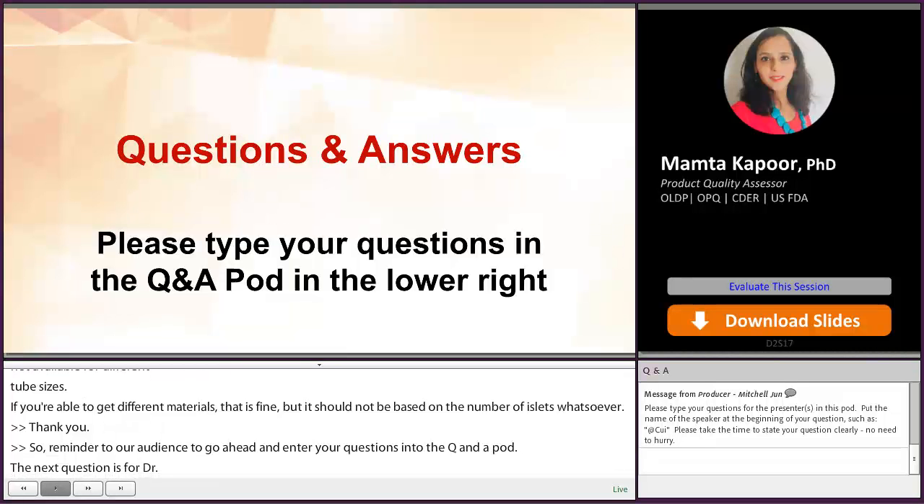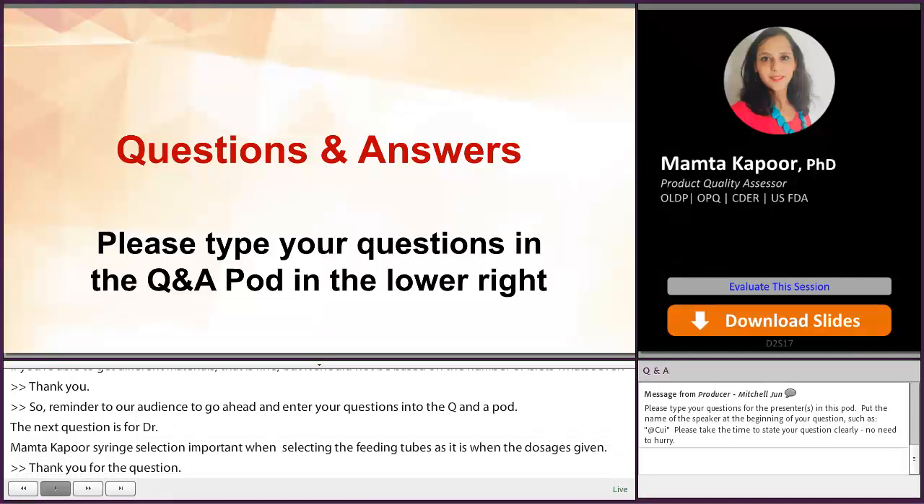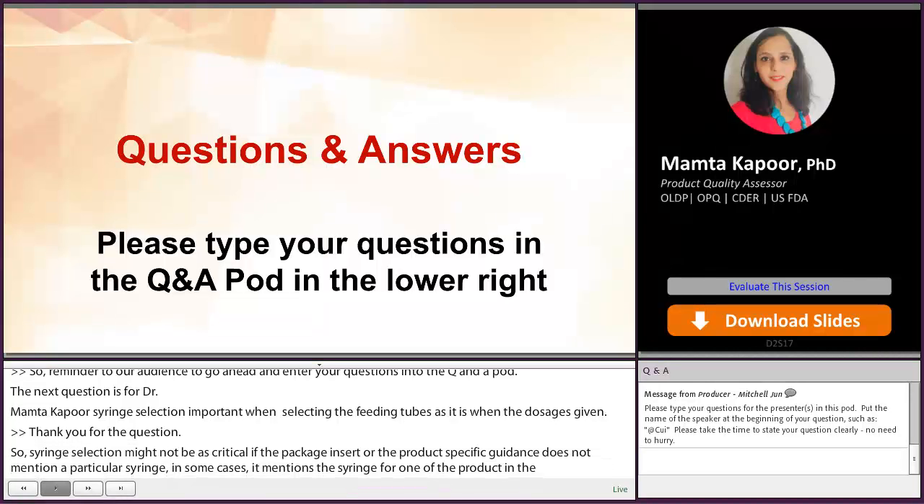Thank you for the question, Lisa. So syringe selection may not be as critical if the package insert or the product-specific guidance does not mention a particular syringe. In some cases, it mentions the syringe. For example, for one of the products in my talk, there was a recommendation to use a catheter-type syringe. Otherwise, you can use any syringe that is suitable for use with tubing materials. Thank you.